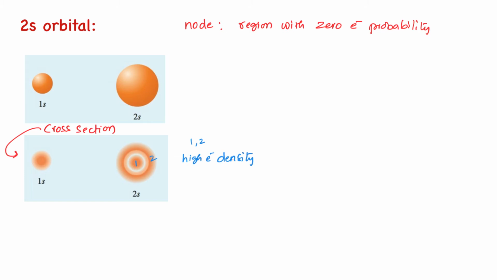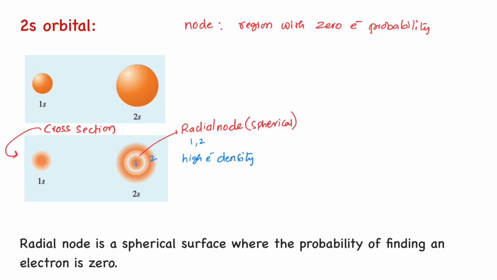There are different types of nodes. This particular type of node is called a radial node, suggesting that the region of 0 electron probability is in the shape of a sphere. A radial node is a spherical surface where the probability of finding an electron is 0.